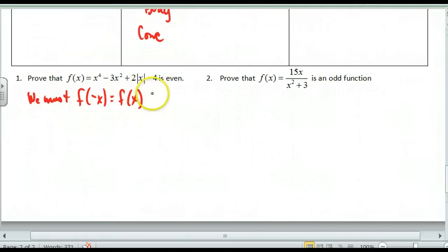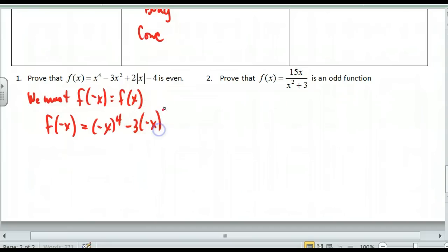Very simple. Okay, so what are you going to do? You start off with f of negative x and take wherever you see x here and replace it with a negative x. So I get negative x to the fourth minus 3 times negative x squared plus 2 times the absolute value of negative x, and then minus 4. In other words, I took out this x and replaced it with negative x all the way through.